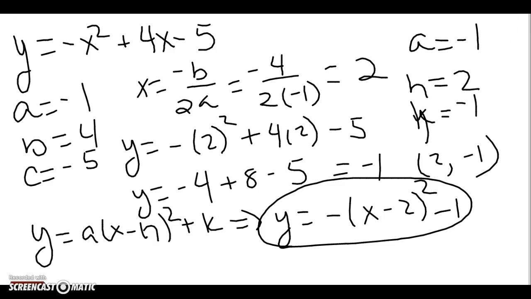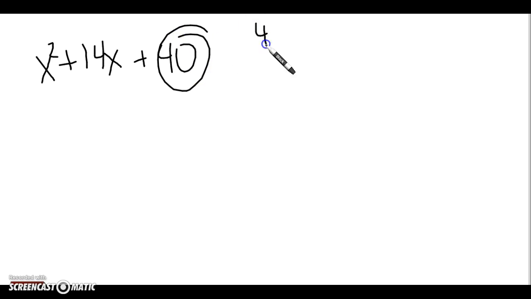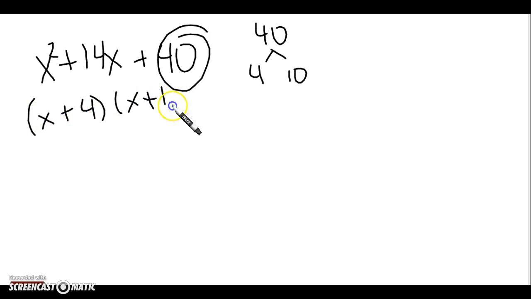Okay. Oops, I'm sorry. So the first one is x squared plus 14x plus 40. And so I want the factors of 40 that add up to 14. So that one's easy. We have 4 and 10. 4 plus 10 equals 14. So I can rewrite it as x plus 4 and x plus 10. All right, let's do the next one.